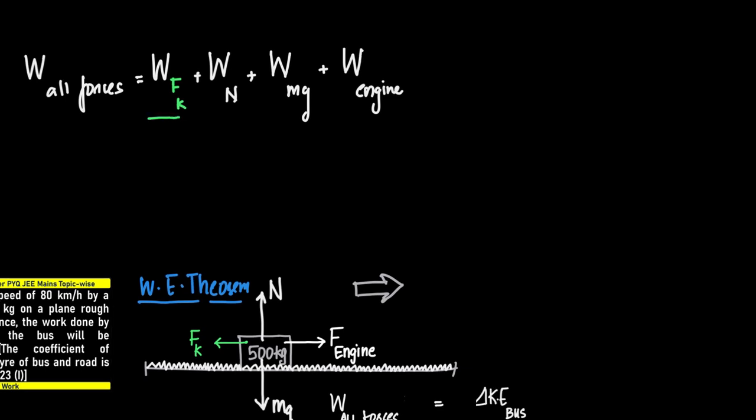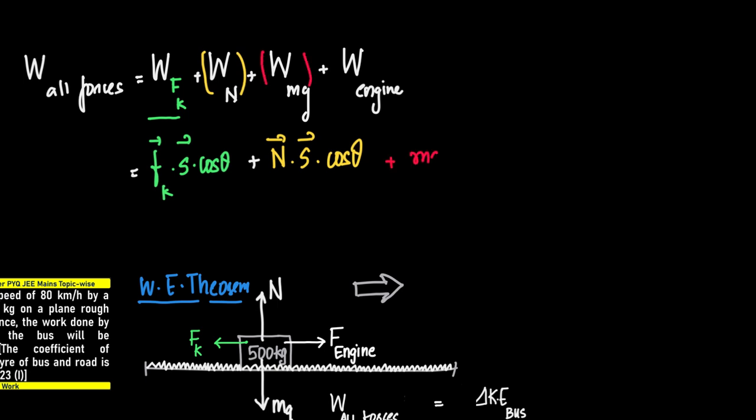Case number 1, work done by the kinetic friction. What would that be equal to? It will be equal to force of kinetic friction into displacement of the body into cos theta, right? Similarly, what will be the case for normal reaction? It will be normal reaction into displacement of the body into cos theta, right? And for mg, the weight mg, into displacement into cos theta, plus now the engine. So the force done by the engine, F dot S, it is F dot S in the first step, really expand it to the next step.